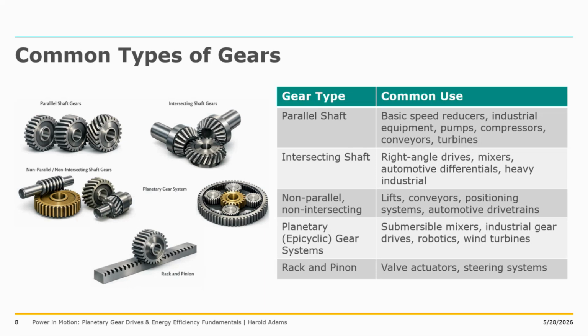Planetary gears, which we'll discuss in depth throughout the course of the presentation, are also known as epicycle gears. They are used in applications such as submersible mixing, robotics, and wind turbines. Finally are the rack, or the flat, and the pinion, round gears. They convert rotational motion into linear motion and are used in equipment such as valve actuators and steering systems.